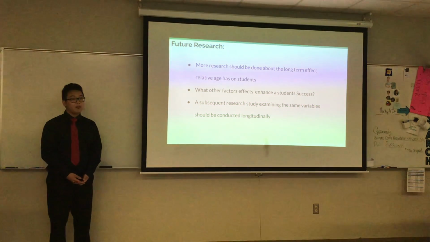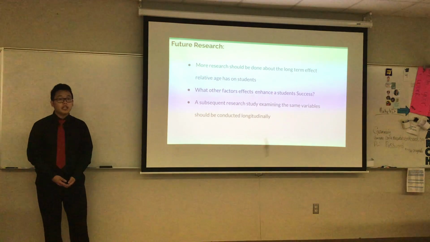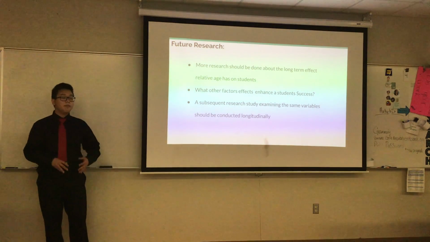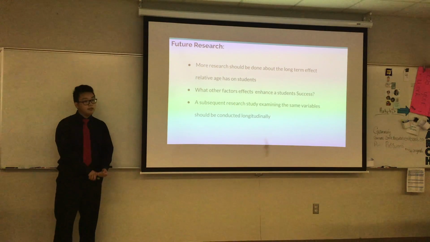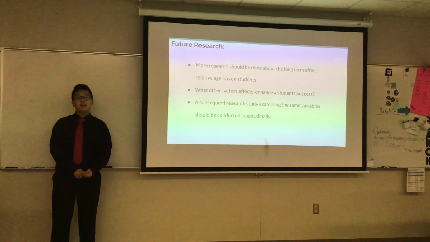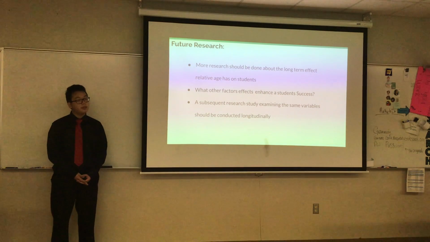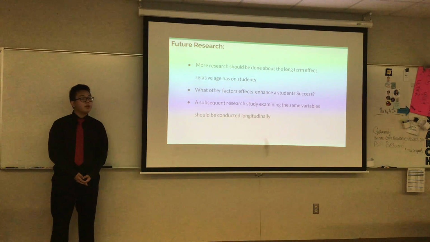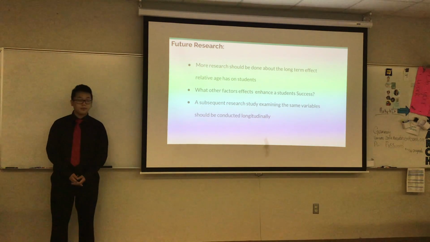A subsequent experiment involving the same variables could be conducted longitudinally with a large set of kindergarten kids growing into adults. This longitudinal method will eliminate many limitations my experiment had, like mood congruent memory bias and the uneven participant distribution. In any case, I'm happy my research draws attention to the little-known subject of relative age in education. I look forward to future research about more factors that may ultimately affect students' long-term academic success.